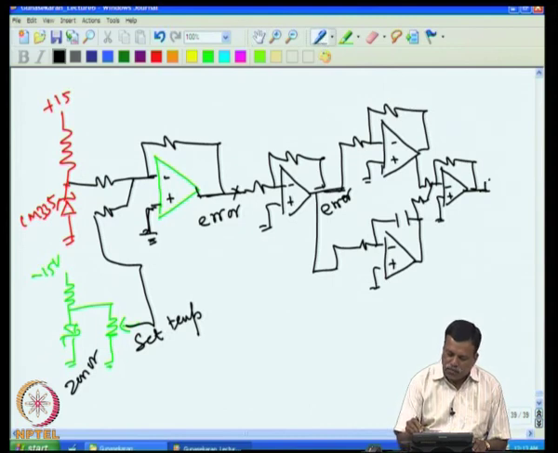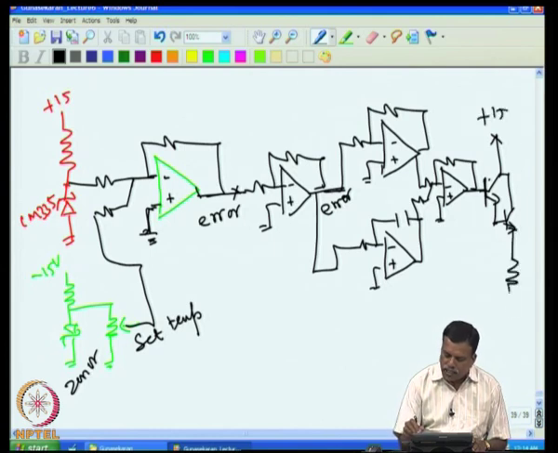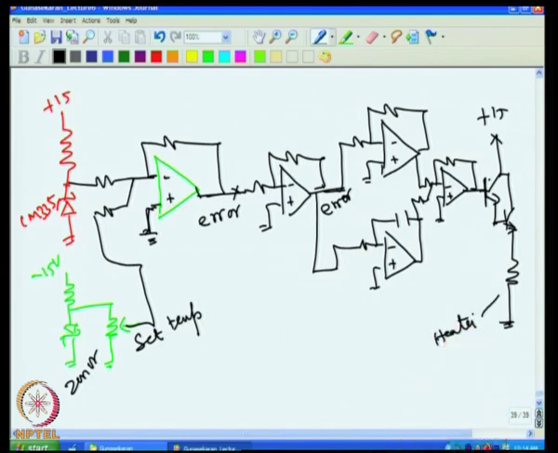So, the heater can be driven through our standard, for example, we can have plus 15, and then I can have a heater here. So, that is the heater voltage, a heater. So, this is the circuit diagram of a PID temperature controller.